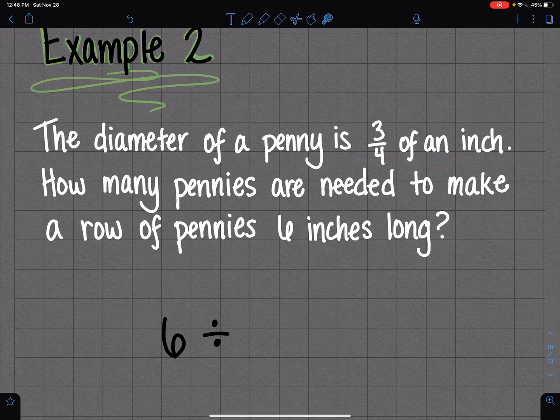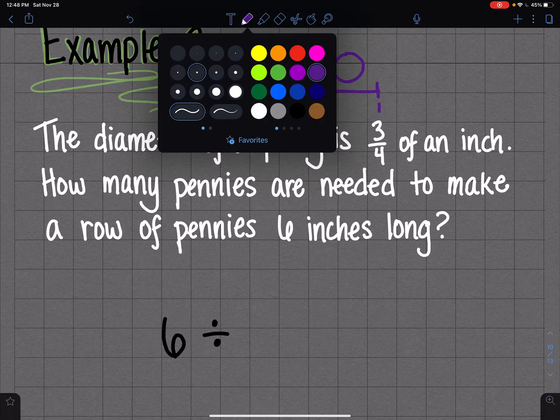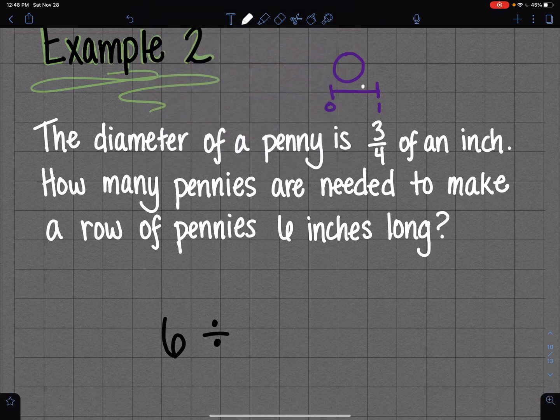So if you have a penny here and you measure it, 1 inch would be like 0 to 1 right there. And the penny would probably land right there at 3/4 of an inch, okay? So the diameter of a penny is 3/4 of an inch from there to there. Okay, how many pennies are needed to make a row of pennies 6 inches long?